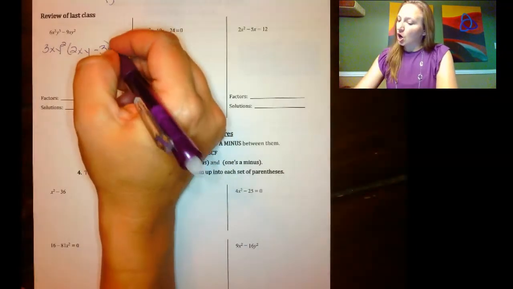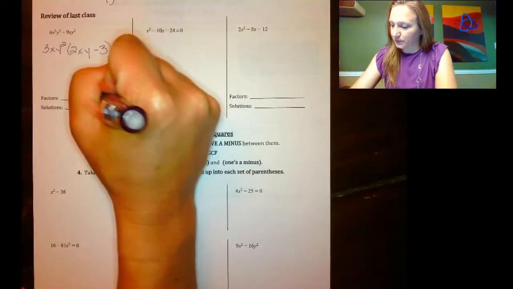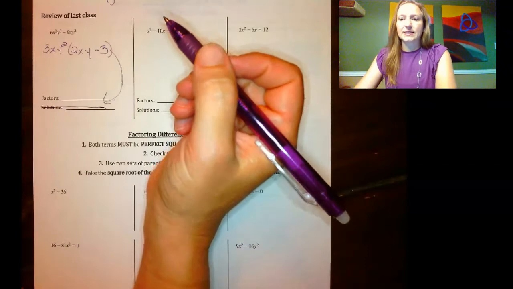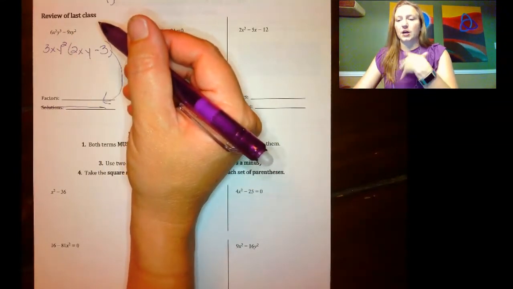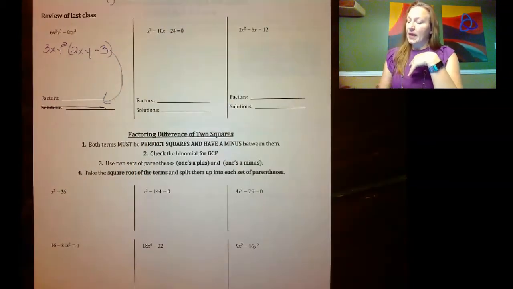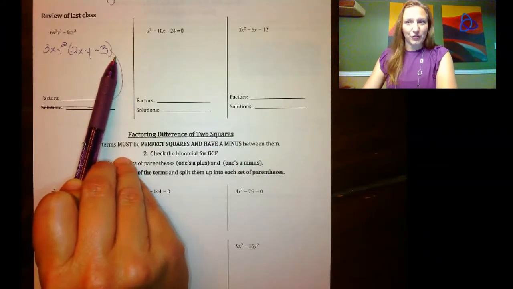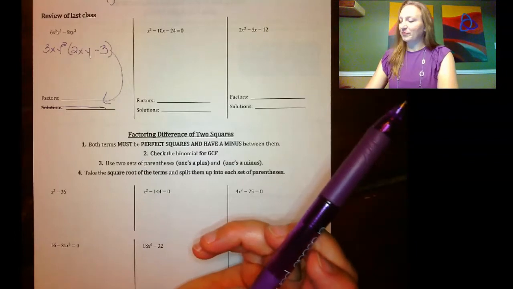So these are our factors. Okay, these are the factors. We're not going to get solutions on this one because it's not equal to y or equal to 0. And so this one we really are just going to focus on getting the factors. And we would look to see if we could factor any of our factors further, and we can't. But we always ask the question.